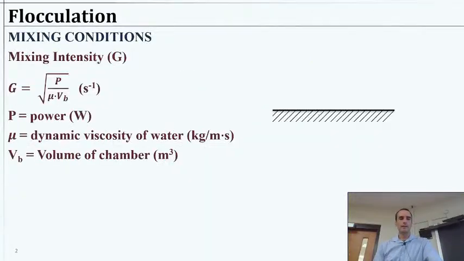We looked at the mixing intensity, the mixing conditions. We said we have this parameter G as the mixing intensity, and that's going to be a formula on your exam sheet. And you'll need to know, okay, when and how do I use this? What units am I putting in? What is this P? That's power in watts. So we'll take a look at this in a moment in our example problem.